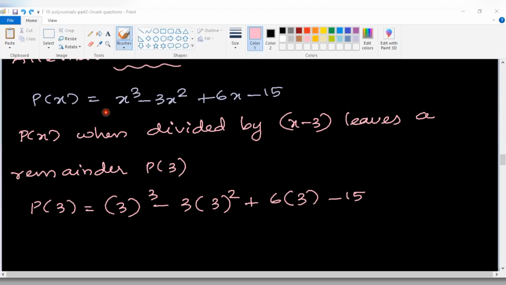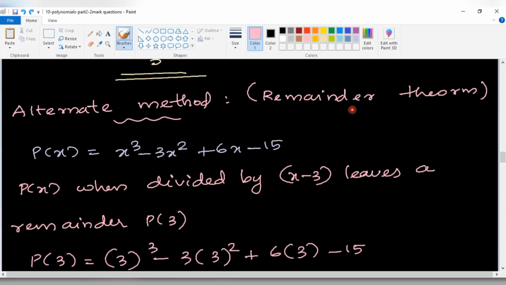The same question can be solved in another way, that is using the remainder theorem. We know when a polynomial p of x is divided by x minus a, the remainder will be p of a. So we can use that here. The question gives x minus 3 as the divisor. So p of x when divided by x minus 3 leaves a remainder p of 3. So just find out p of 3. What is p of 3?